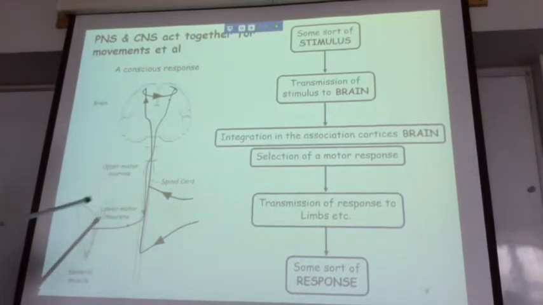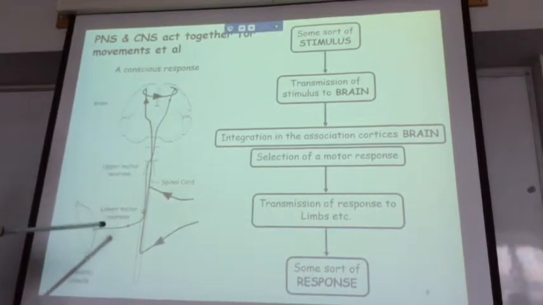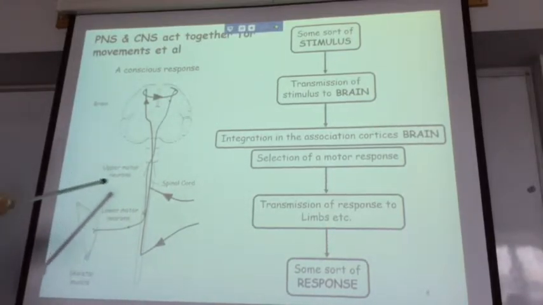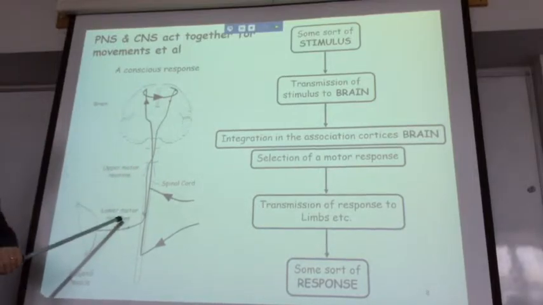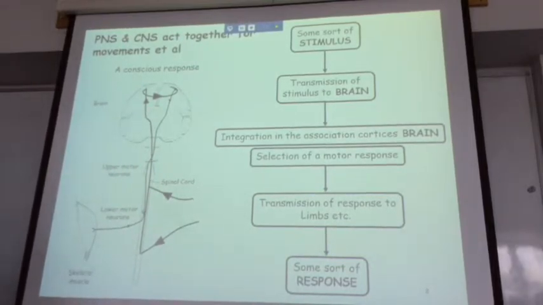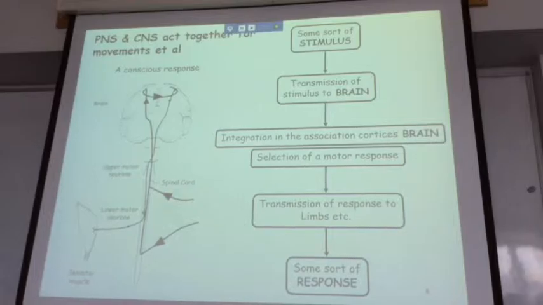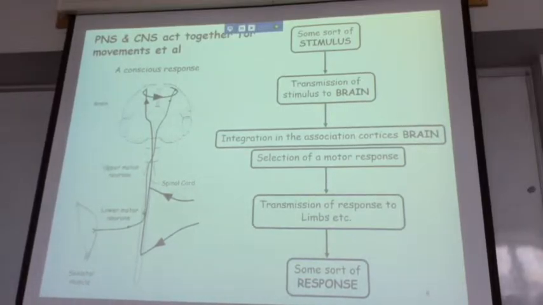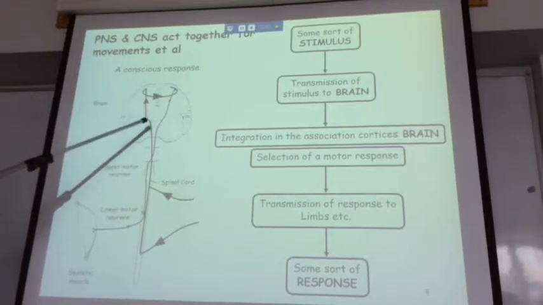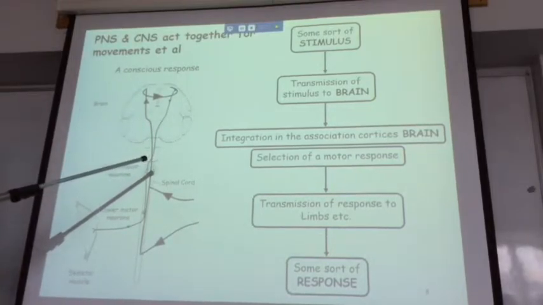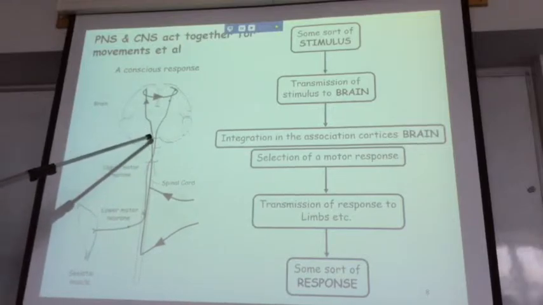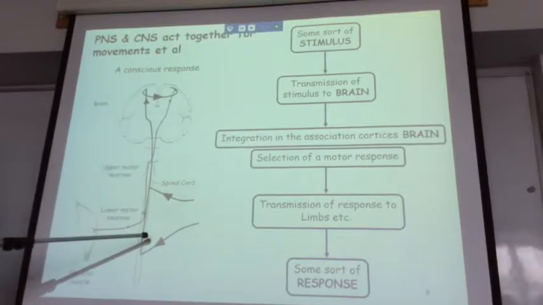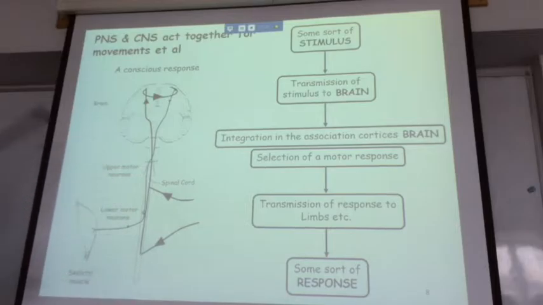We use the terms, in veterinary neuroscience in particular, upper motor neuron and lower motor neuron, which I will hit again at some other point. It's a very important concept. Upper motor neuron doesn't necessarily mean physically upper. It actually means a motor neuron within the central nervous system. And a lower motor neuron is a motor neuron outside the central nervous system, i.e. within the peripheral nervous system.